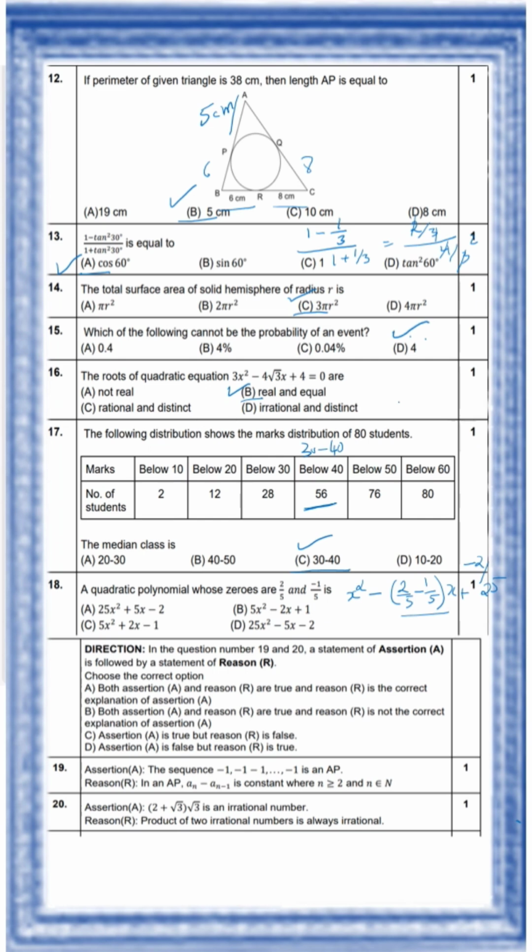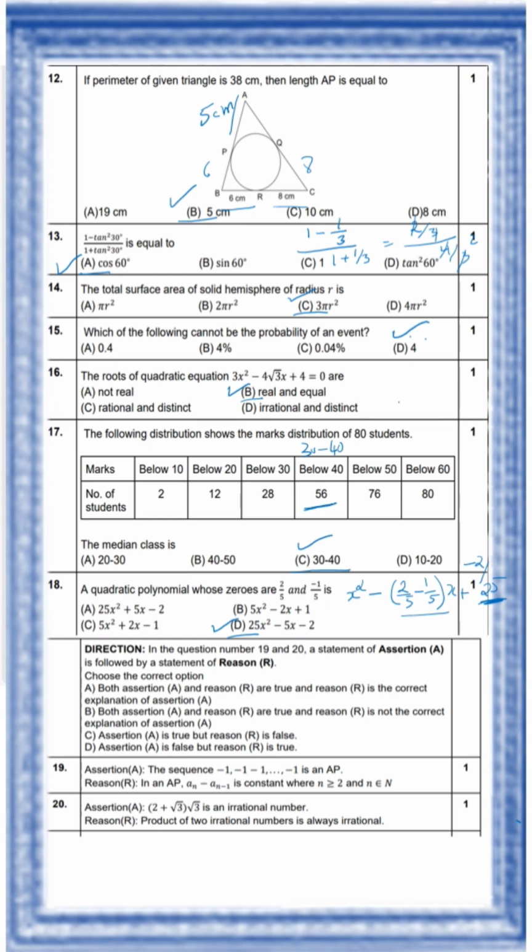Option D is correct. Observe here why. Same except for the sign. Here negative of alpha plus beta. Alpha plus beta is 1 by 5 into 5, because LCM is 25. 5 into 5. So option D is correct.